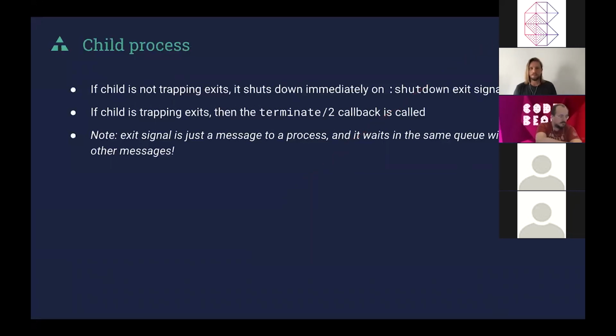That's the sequence. And now the child process. If the child is not trapping exits, it will shut down immediately on the first shutdown exit signal. If the child is trapping exits, then the terminate callback is called. And now a note: exit signals are just messages to a process, and they wait in the same queue with other messages. They don't have a separate queue. It's not an immediate callback. And we're gonna see this in action in a bit.